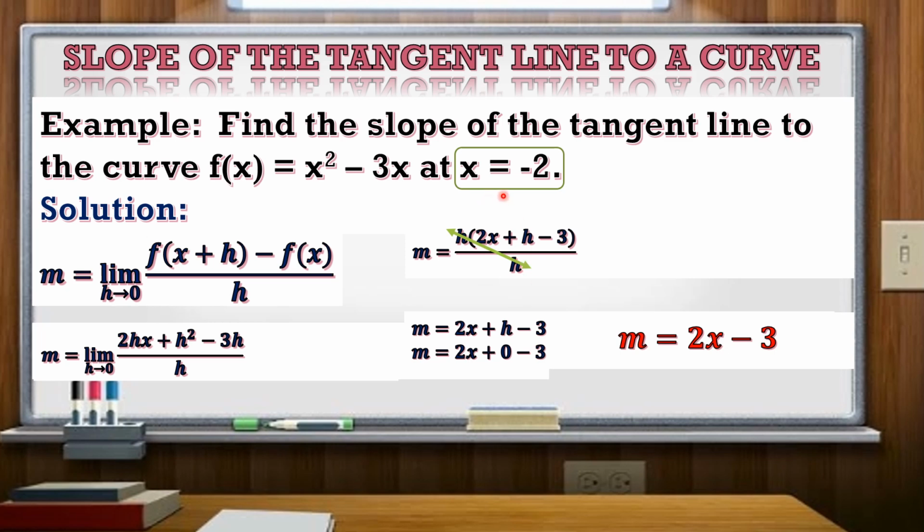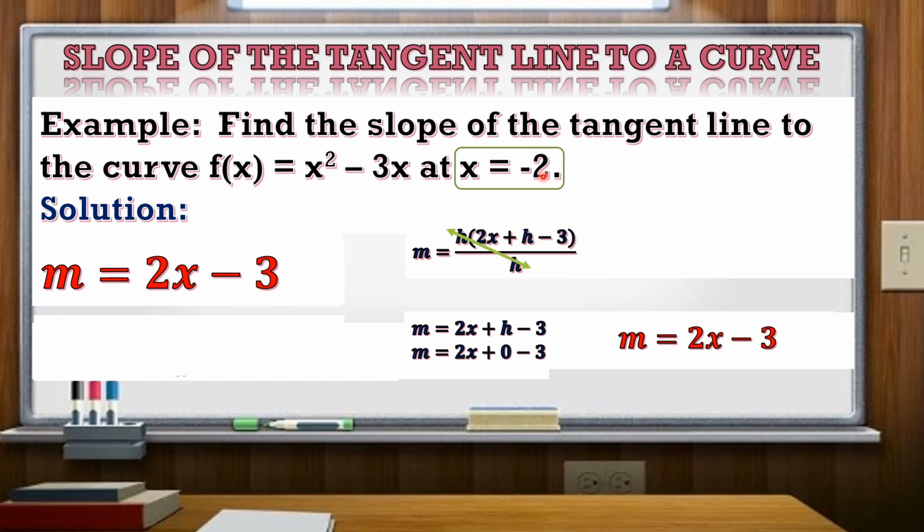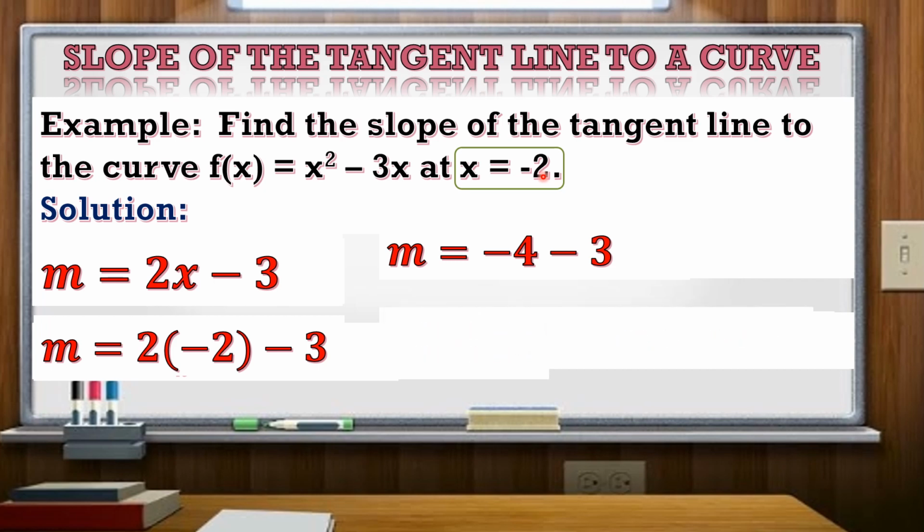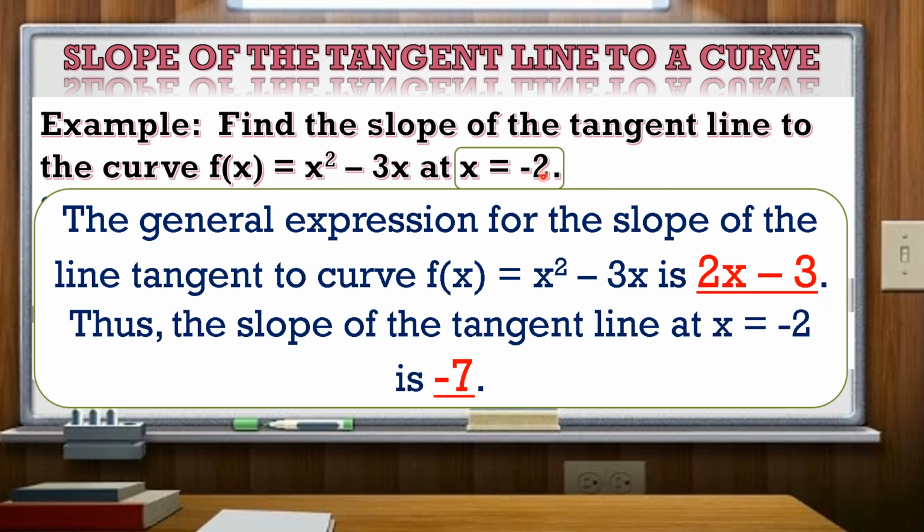Next, hanapin natin yung slope ulit ng tangent line at x is equal to negative 2. Yung gagawin natin dito, lahat ng x na nakuha nating slope of the tangent line to the curve, papalitan natin ng negative 2. So that means, the answer is 2 times negative 2 minus 3, simplify, that is negative 4 minus 3, and negative 7. And that is the slope of the tangent line to the curve x squared minus 3x at x is equal to negative 2. Thus, the slope of the tangent line at x is equal to negative 2 is negative 7.